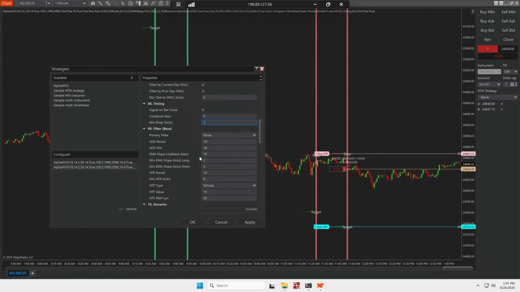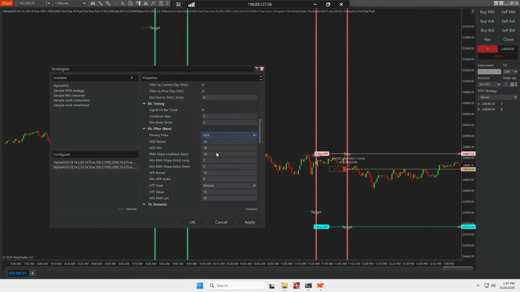Now we have the most advanced filter, which was not added before to our system. This is new here, which is that you have 2 filters now. We have the filter base, which means you can add it to everything. You can make it none. You can add the ADX filter, EMA slope, ATR, higher time frame. So in this scenario we didn't use any filters here, but you can use whatever you want to use. If you use, let's say, ADX, then we have the ADX minimum here and the ADX period. In this scenario, if the ADX is less than 18, it will not take trades.